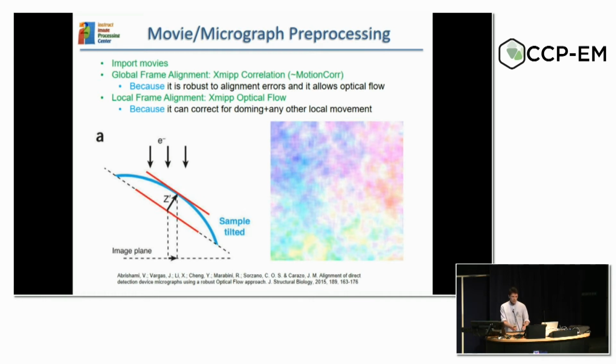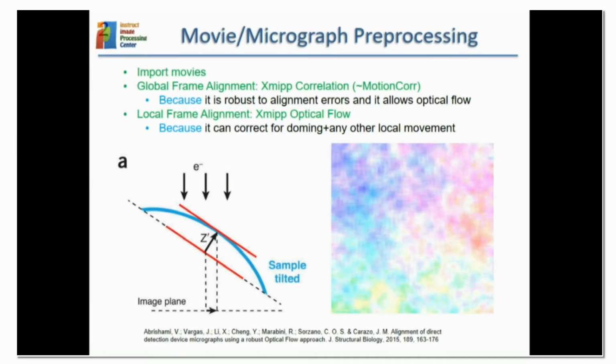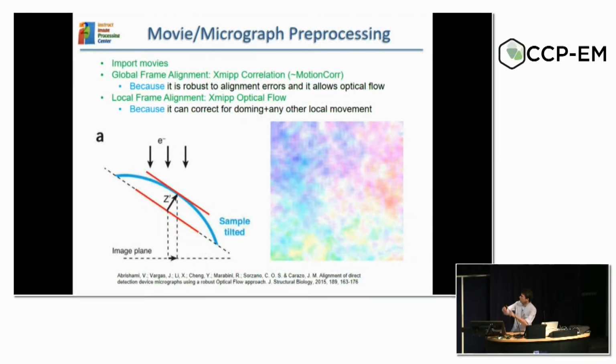The next step would be aligning your movies. In aligning your movies, you may correct for the shaking of the grid. This is all motion, the old MotionCor, and Xmipp correlation and blur is correcting for this overall global shift. But then there is a dome effect that MotionCor2, for instance, is correcting. But you can go even finer and use Xmipp optical flow that is estimating a shift at every location of the micrographs. And you can go all the way as precise as you want.